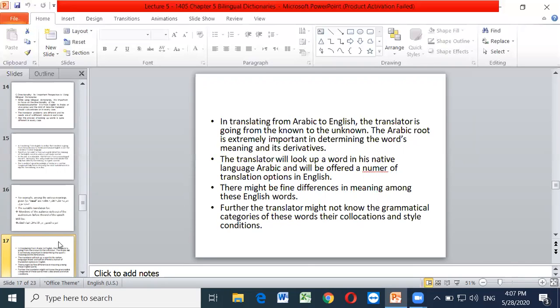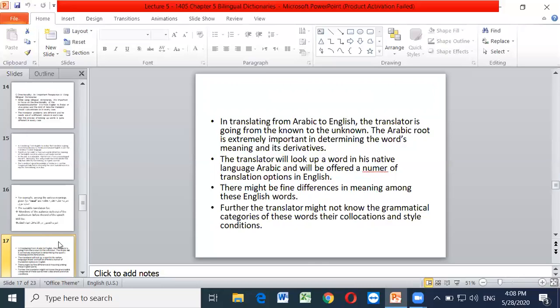So the first thing he will do is look up the word under the Arabic root. And this is extremely important because it determines the word's meaning. The second thing is that he will look up a word in his native language, Arabic. When he does this, he will be offered a number of translation options in English. Several English words will be given for the Arabic root form of the word.